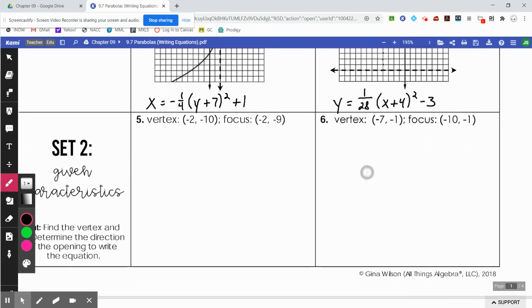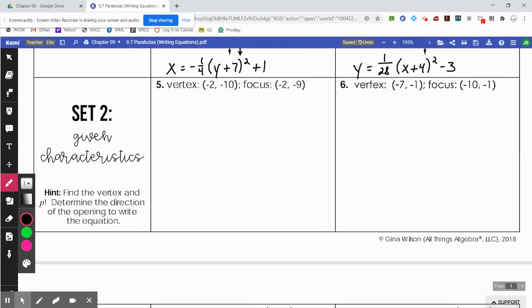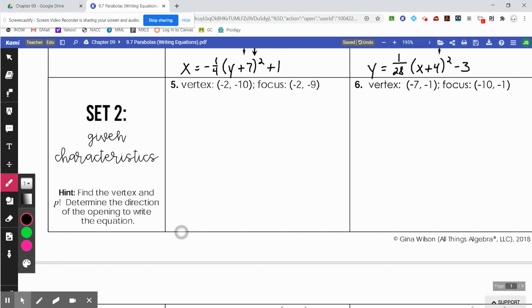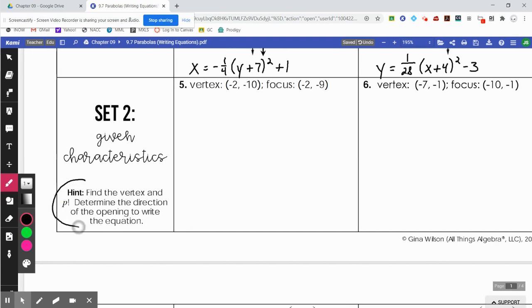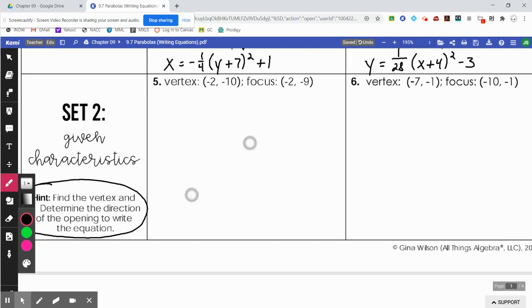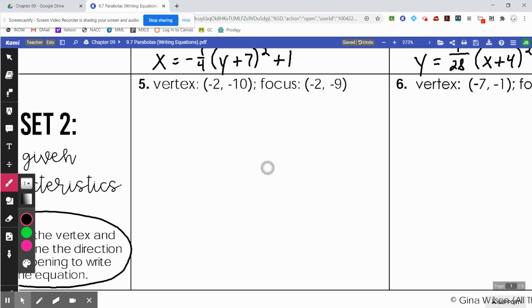Okay, number 5, given characteristics. It does give us a hint here. It says find the vertex and p, which is what we did in the previous problems. And once you find the vertex and p, then you're pretty much set. Determine the direction of the opening and write the equation. So they kind of gave us some steps there. And you can kind of sketch these out if you need to.